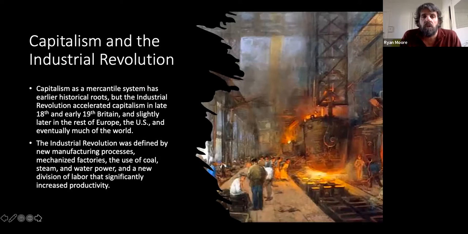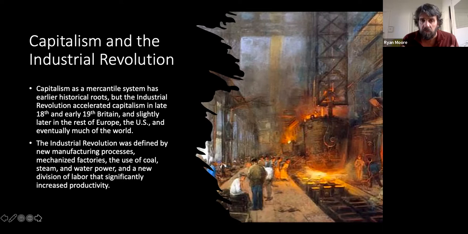With regard to capitalism and the Industrial Revolution, like I said, capitalism as a system, a mercantile system, a system dominated by merchants who are trying to trade and sell high and buy low and make money through the exchange of goods. That has much longer historical roots, certainly at least going back into the 16th century, and before that with Columbus's so-called discovery of the Americas.